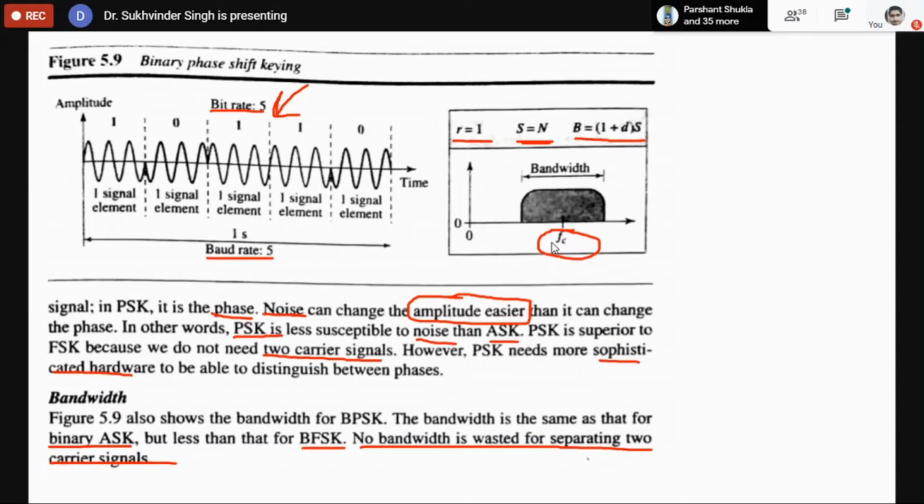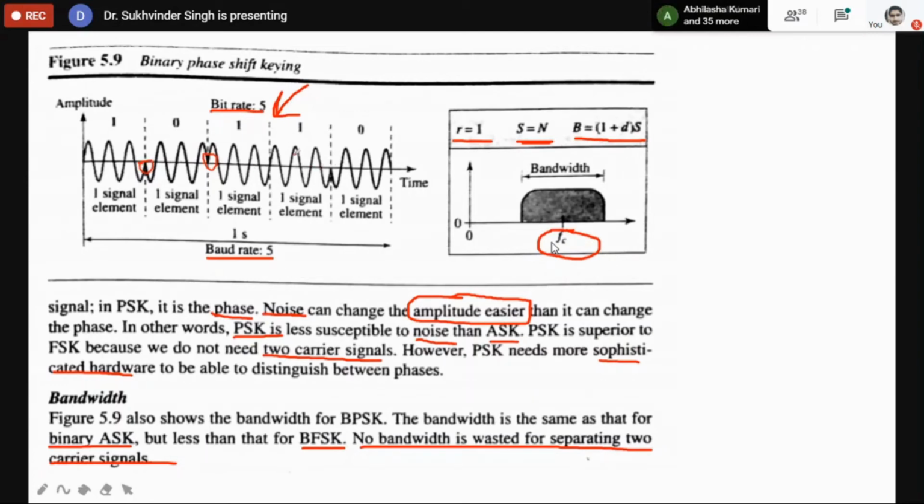So in phase shift keying, the data element has nothing to do with the amplitude or frequency. It has to do only with the phase. So one signal element will represent a bit if it is 0 phase, and if it is 180 degrees, it will represent another bit. You can see here there is a phase change when a bit changes from 1 to 0 and 0 to 1. A 180-degree phase shift is 1, a 0-degree phase shift represents a 0.